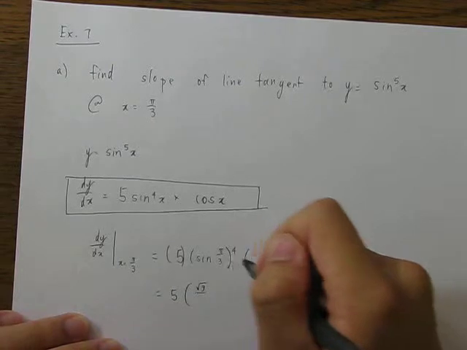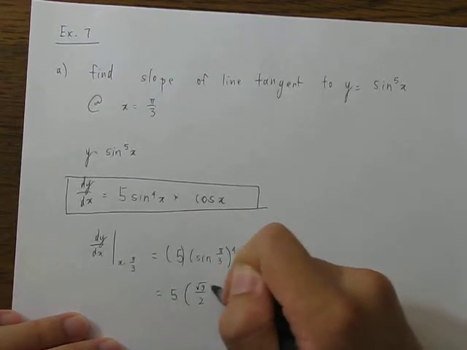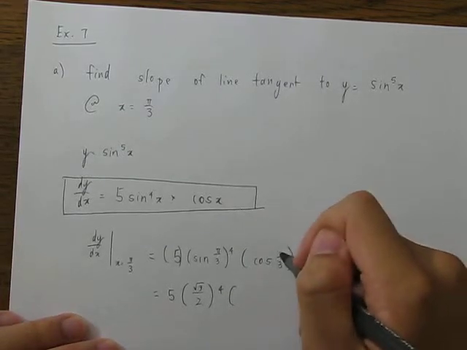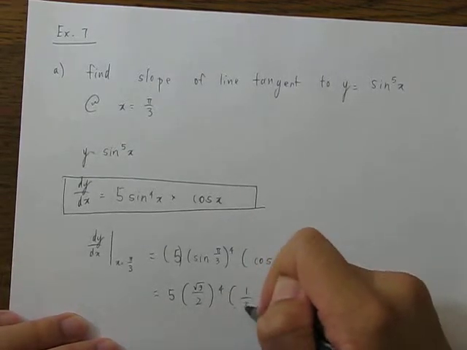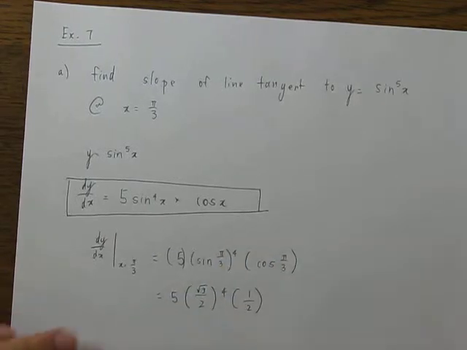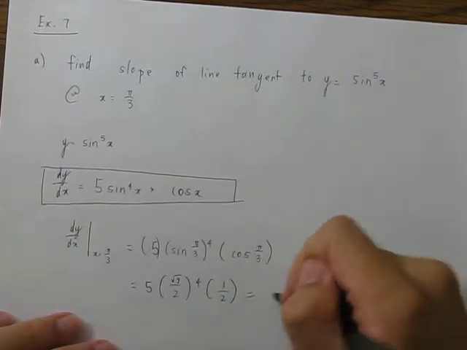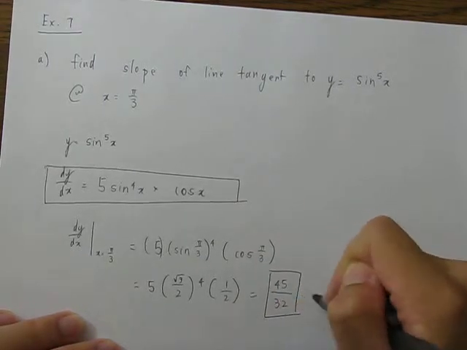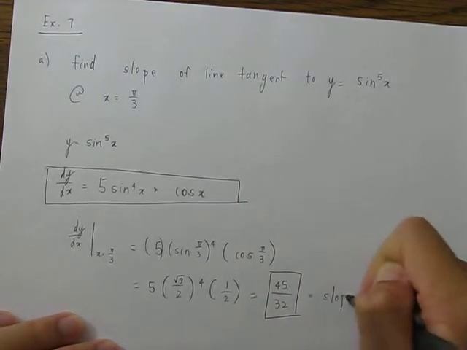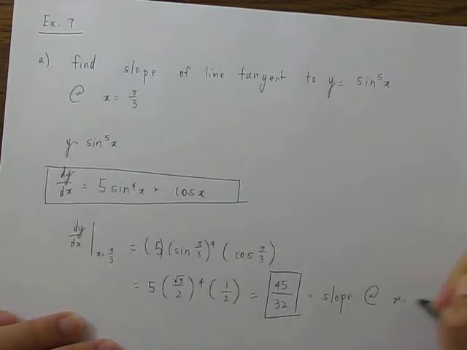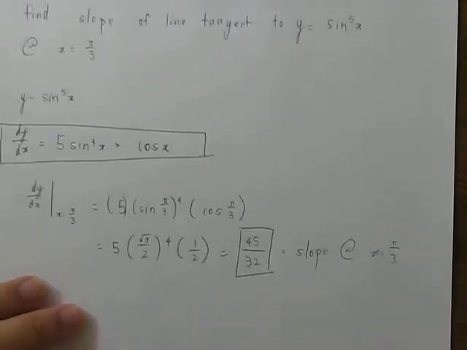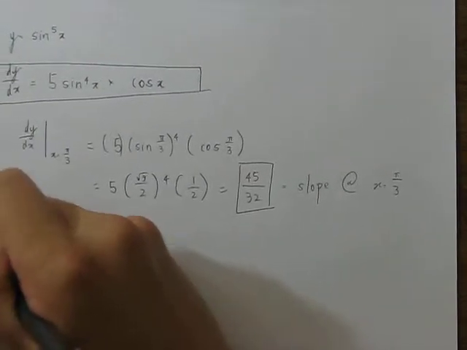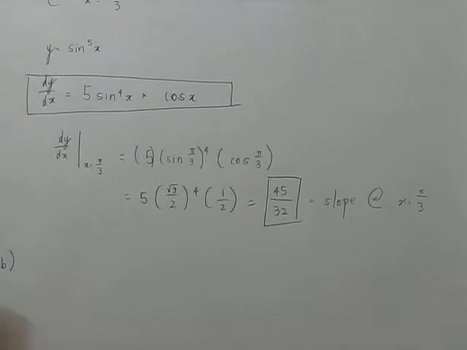Okay, so sine at pi over 3 is root 3 over 2, right? And then you have cosine at pi over 3, that's 1/2. These two come together. And so once you evaluate everything, then you get 45 over 32. This is your slope at x equals pi over 3. Alright? That's your slope.